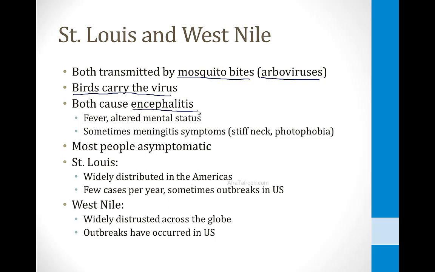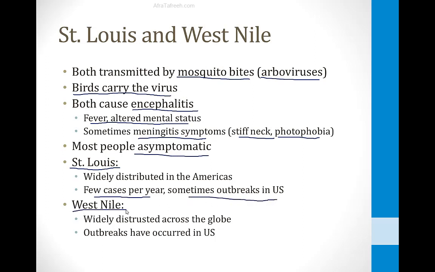So people who contract an infection from one of these viruses develop fever and altered mental status. Sometimes they will also have meningitis symptoms like stiff neck and photophobia. Many people who are infected with these viruses are asymptomatic. Both of these viruses cause on the order of 10 to 100 cases per year in the United States. The St. Louis encephalitis virus is widely distributed in the Americas, and as I said before, just a few cases a year occur in the US, and sometimes there are outbreaks in the United States.